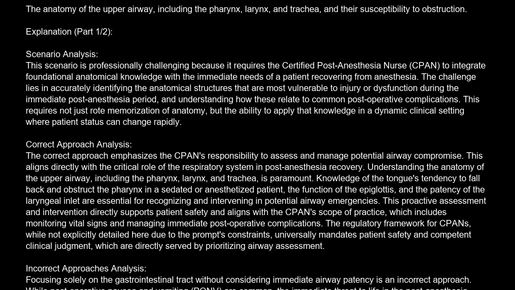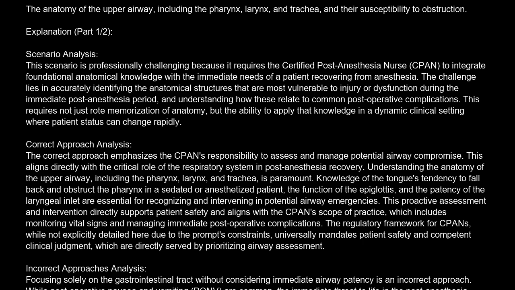The correct answer is A. The anatomy of the upper airway, including the pharynx, larynx, and trachea, and their susceptibility to obstruction. Explanation. Scenario analysis. This scenario is professionally challenging because it requires the certified post-anesthesia nurse, CPAN, to integrate foundational anatomical knowledge with the immediate needs of a patient recovering from anesthesia.